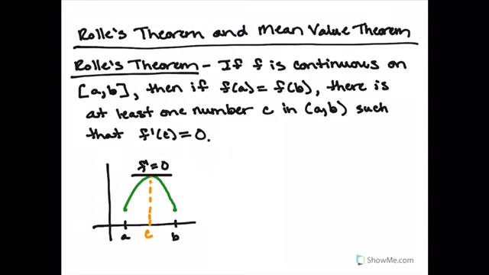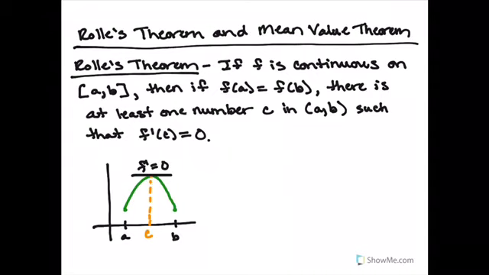Rolle's theorem states if a function is continuous on the closed interval a to b, then if the y values at the endpoints match, which is what I see here, there is at least one number c inside that interval, so not including the endpoints, such that its derivative equals 0, meaning it has a horizontal tangent line, meaning it has a max or a min, either one.